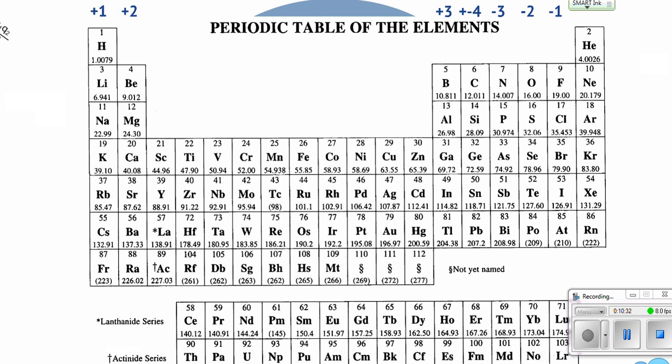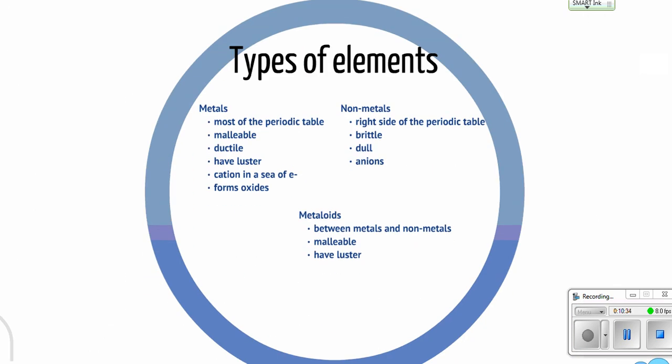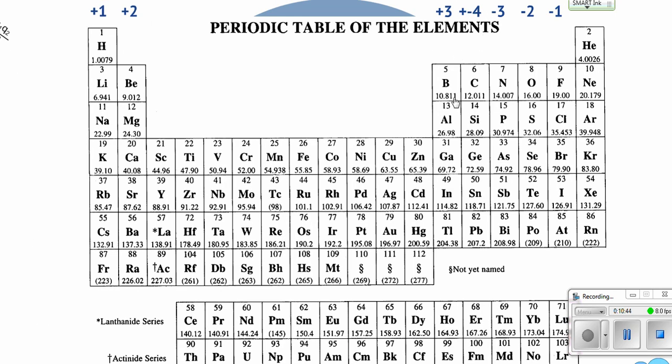Let's talk about metals, because metals make up the vast majority of the periodic table. They are pretty much everything on the left side of the periodic table, from group 13 over, and including some of the ones under here, such as tin and bismuth.